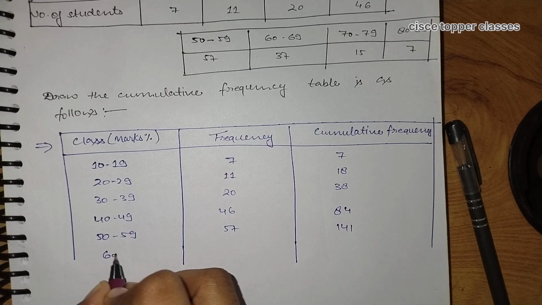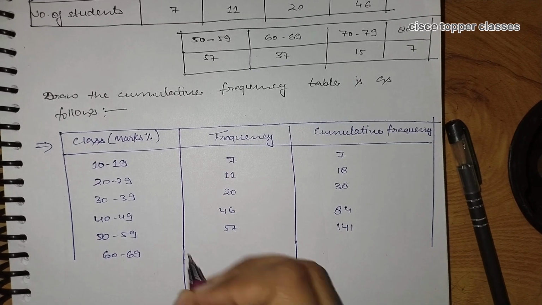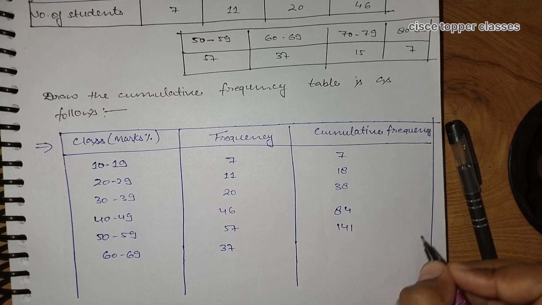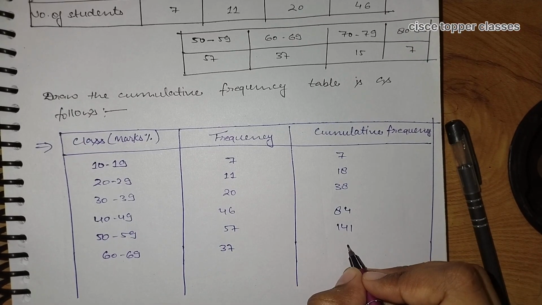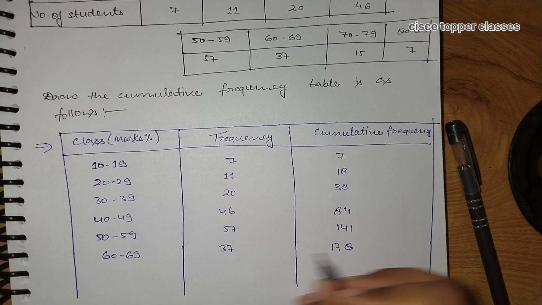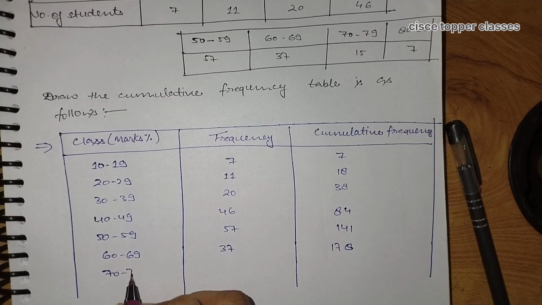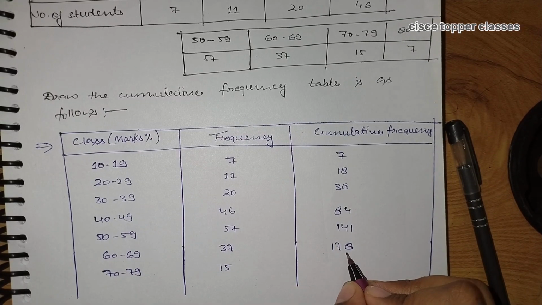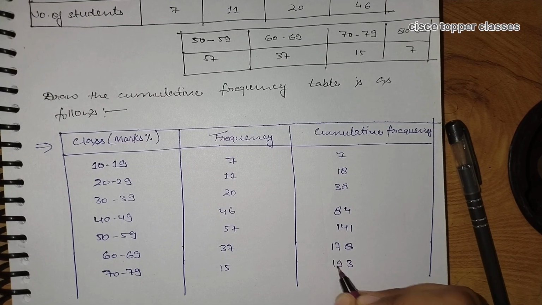If we write for 60 to 69, the frequency is 37. So if we add 37 here, this will be 8, and 14 plus 3 will be 178. For 70 to 79, the frequency is 15, and if we add 15 plus 178 again, this will be 3 here and 1 here, so this will be 193.